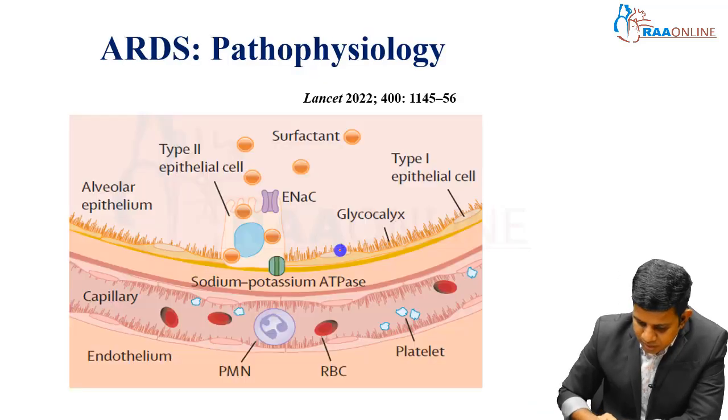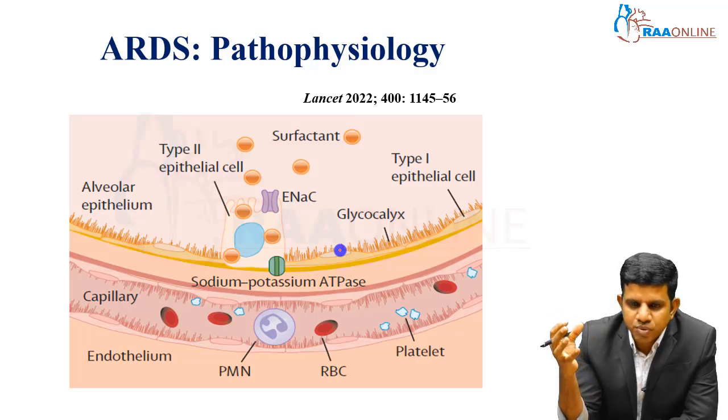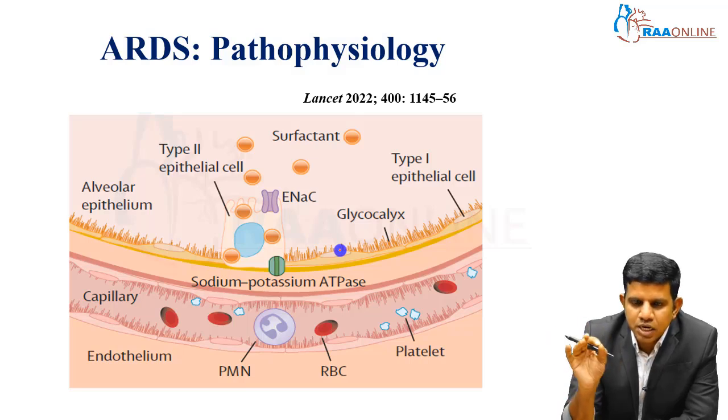So why is that? What is the pathophysiology of ARDS? Before discussing the diseased state, first you have to know how the alveolar capillary membrane looks normally. The hallmark of ARDS is diffuse alveolar damage. This is called the hallmark of ARDS. Diffuse alveolar damage means that ARDS damages the alveolar capillary membrane.